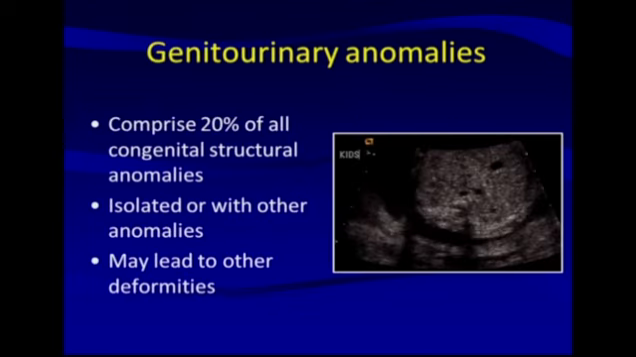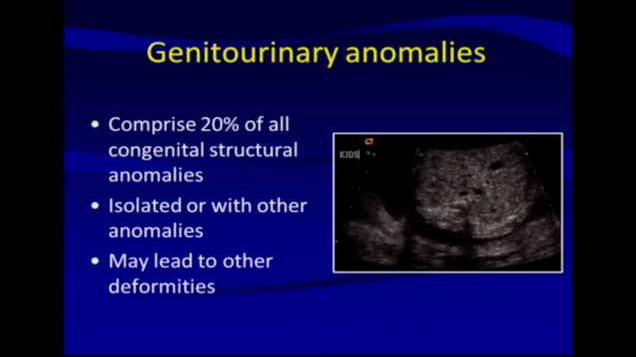Genitourinary abnormalities comprise about 20% of all congenital structural anomalies, and the majority of these congenital anomalies in the GU tract can be detected prenatally in approximately 80 to 85% of cases. It's important to make the diagnosis prenatally because this will permit antenatal counseling as well as permit prompt postnatal evaluation and treatment, thereby avoiding therapeutic delays that may potentially result in loss of renal function.